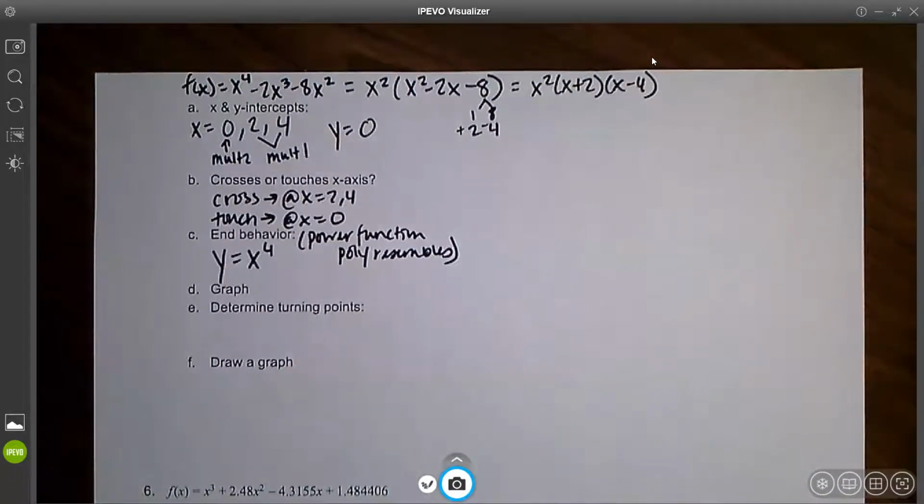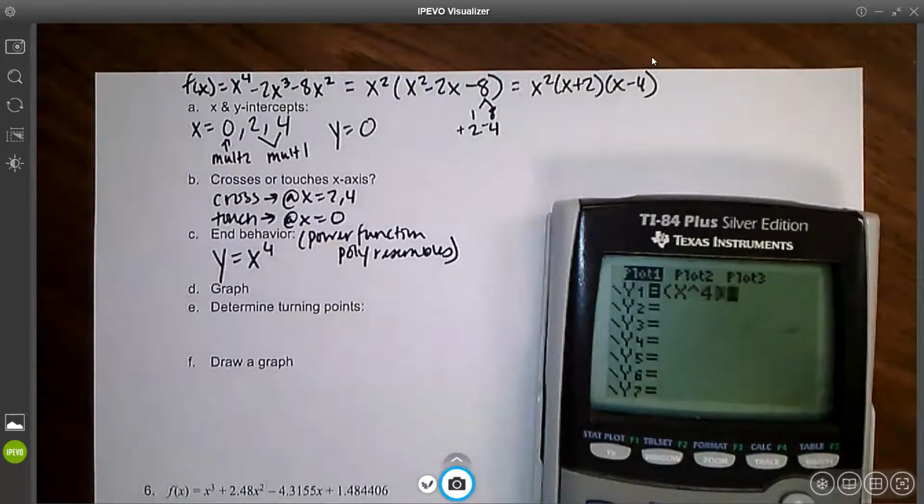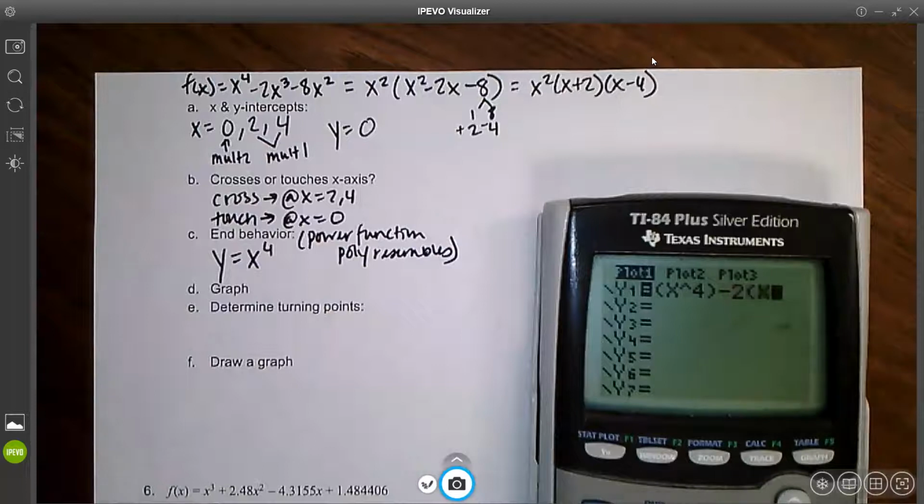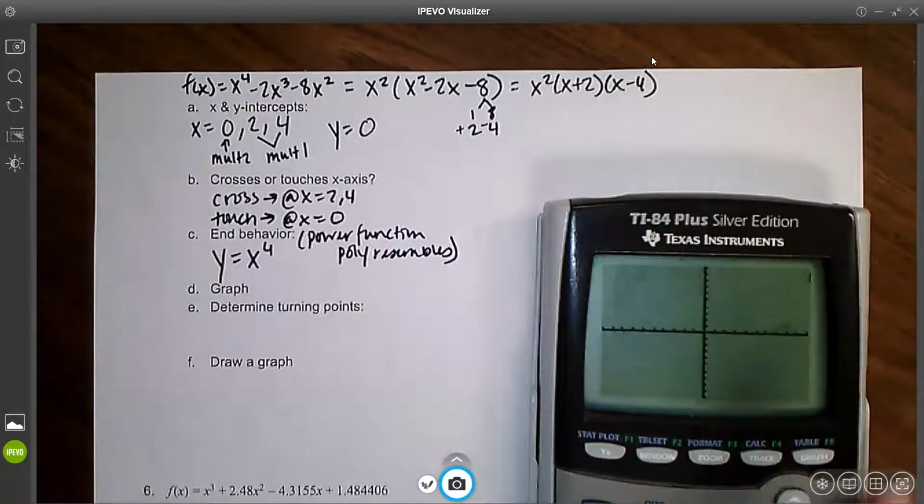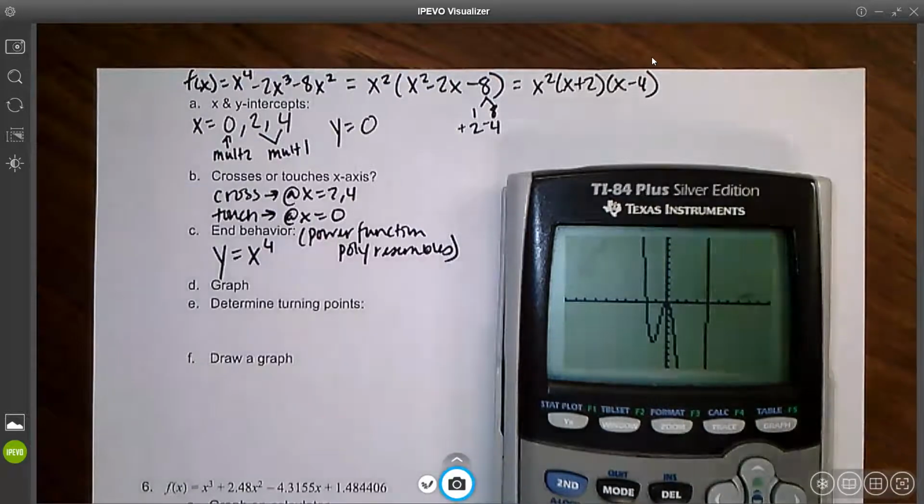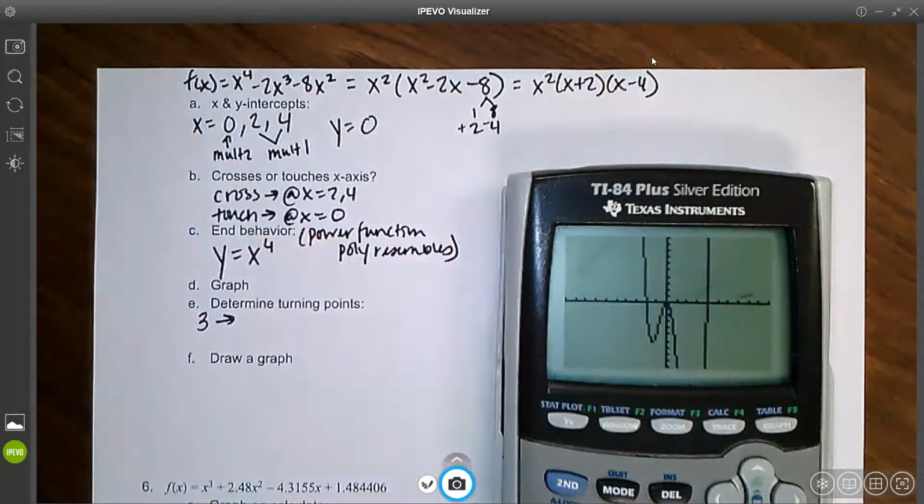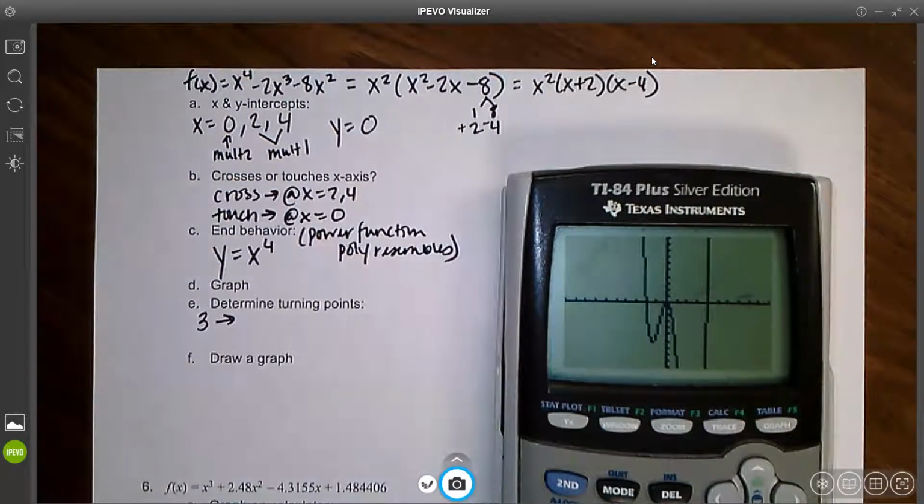Then we're going to graph it. We're going to graph it on my calculator first. I have x to the 4th minus 2x cubed minus 8x squared. So you can see what's happening here. We have 1, 2, we're going to have a third turning point down here, 3 turning points. And then what it wants you to tell me are the values there, the vertices.